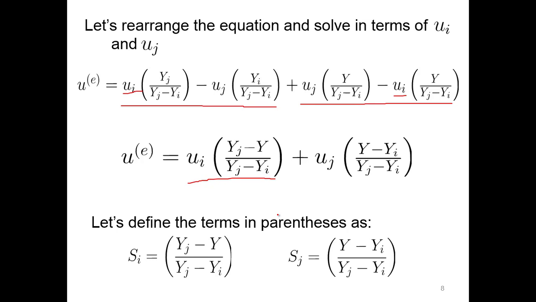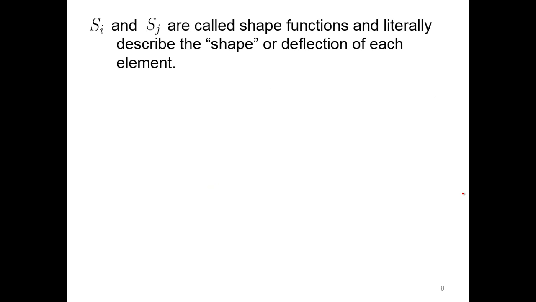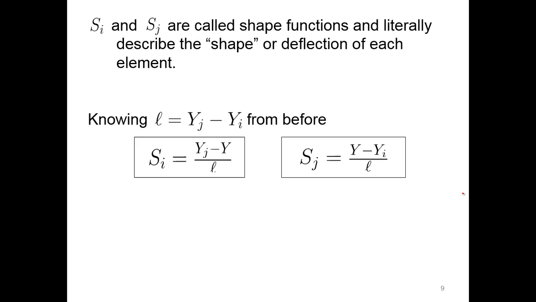And we're going to define the terms in the parentheses here. This term here is Si, and this term here is Sj. These are very, very key things going forward. The Si and Sj are called our shape functions. They literally describe the shape or the deflection of each element. We use these shape functions to figure out what the deflection is at any point between two nodes, hence the name shape functions.